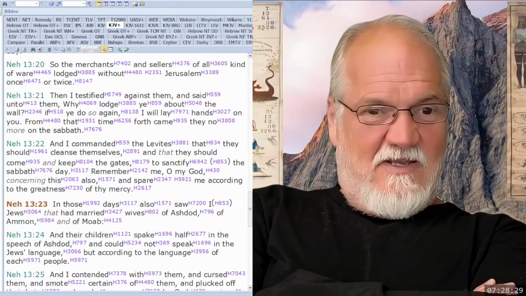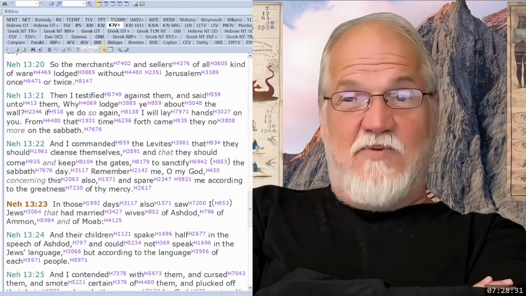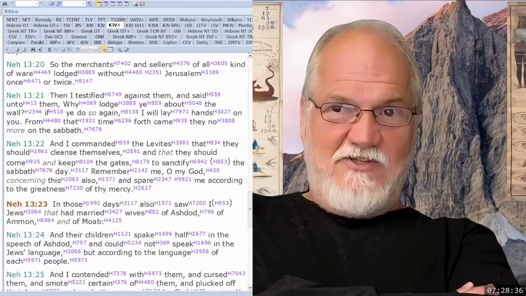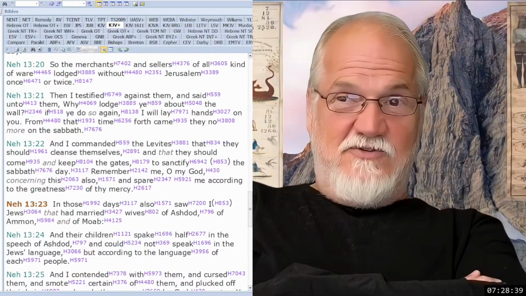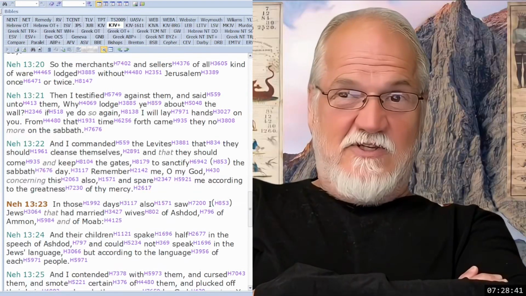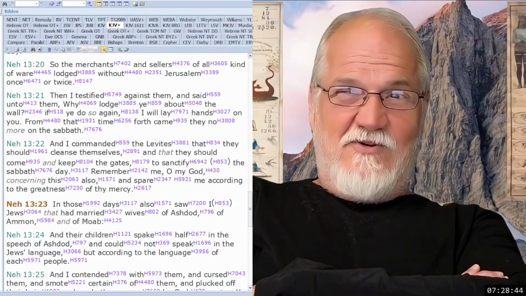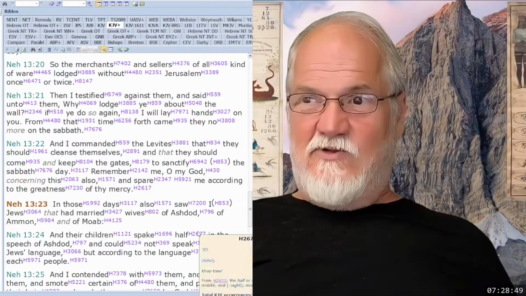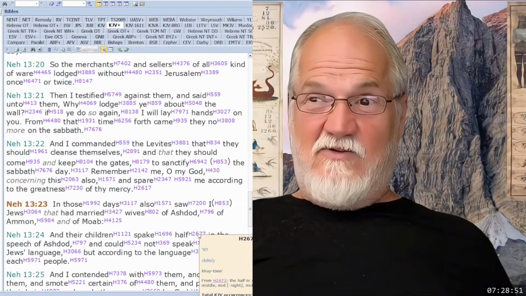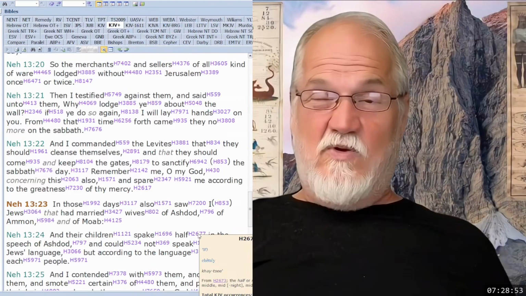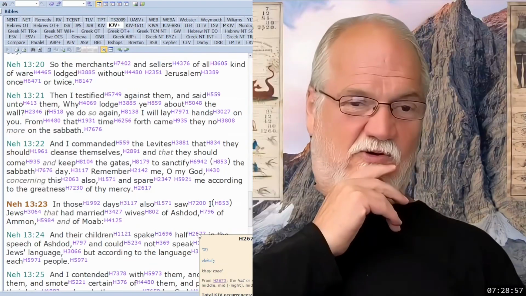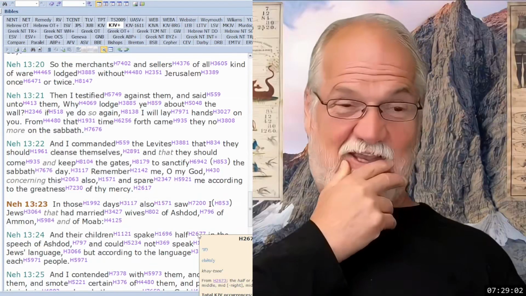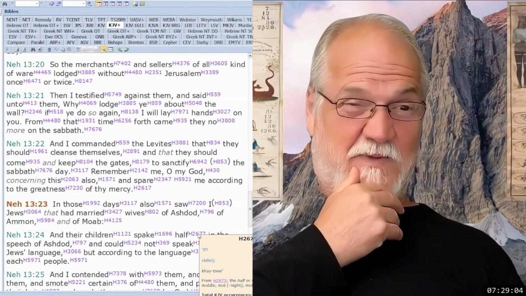I don't know. Now, the interesting part here is their children spake half in the speech of Ashdod. You could not speak in the Jews' language, but according to the language of each people. Now, not sure what they mean if they spoke half, whether that's literal, just as half or in the middle. So that means obviously they spoke some words that were Jewish, but they couldn't really articulate in the Jewish language. So they had a mixed speech.